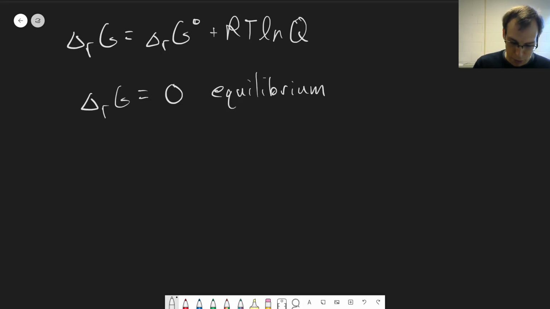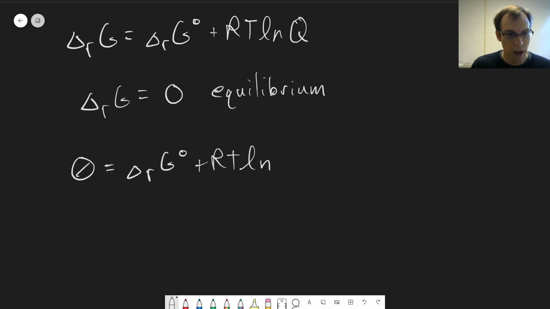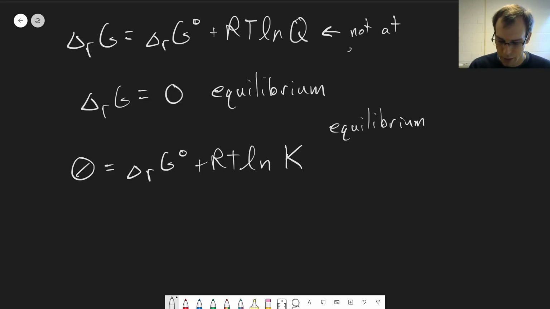So this allows us to then plug this into this equation. We say that 0 will be equal to delta G naught plus RT log, and we call this now K. So this is now the equilibrium constant because we are at equilibrium. Q doesn't have to be at equilibrium. The reaction quotient is just whatever pressures you have in your system, you plug those into Q, you get a value of Q. It's not at equilibrium, not a constant. Q is going to change as your reaction proceeds.